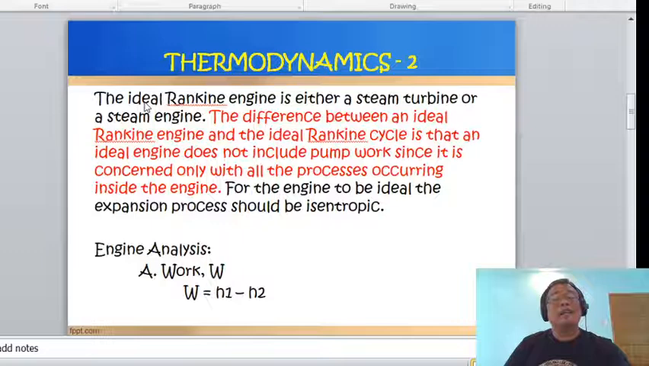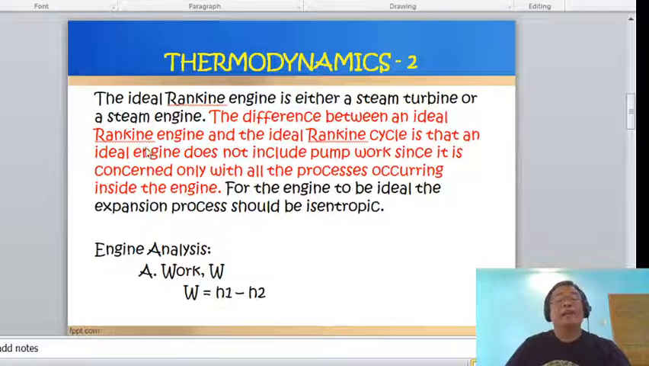Take note class, for the engine, it does not include pump work since it is concerned only with all the processes occurring inside the engine. So we are only going to concentrate our studies on a steam engine or a steam turbine. So it is clear class.